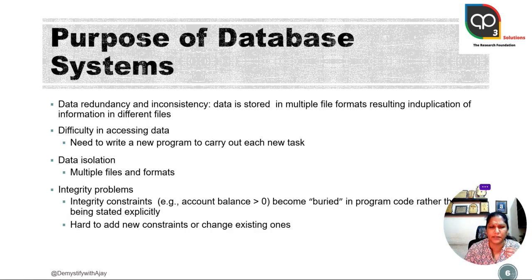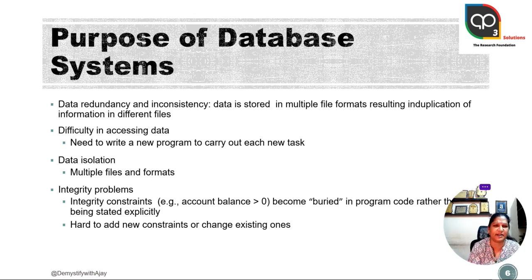Before modern databases, businesses stored information in flat files that were unstructured and spread across multiple formats. This led to data redundancy, the same data being repeated in different files, and inconsistency, where different files said different things about the same data. Accessing data was cumbersome. A new task required writing a new program from scratch. Data was isolated and hard to integrate. Worse, integrity rules like salary must be positive were buried deep in code and were hard to maintain or enforce.